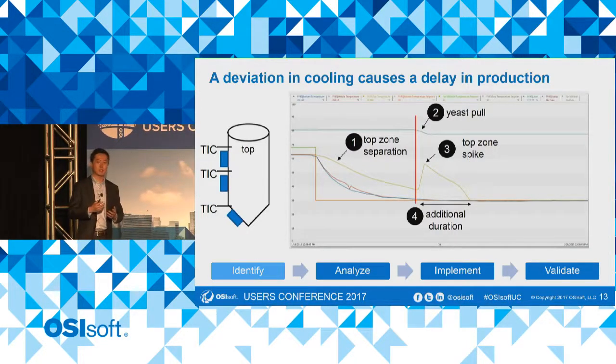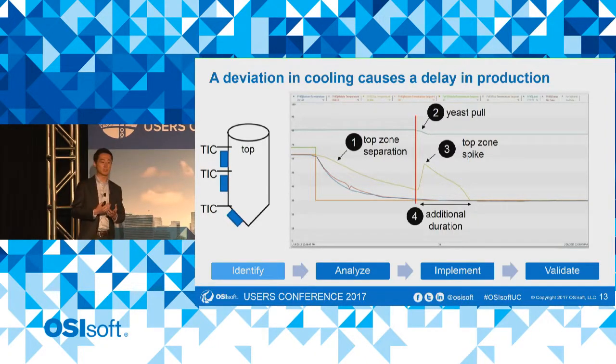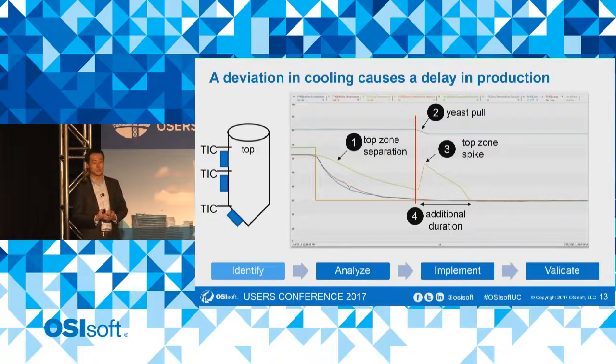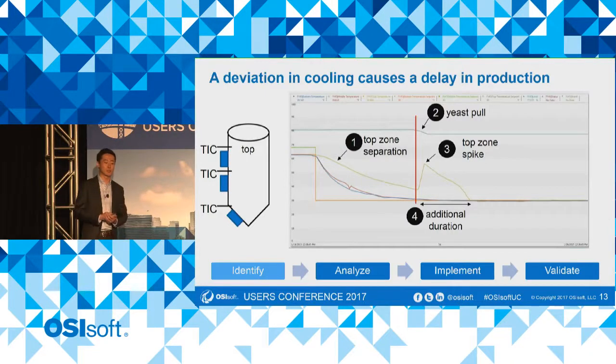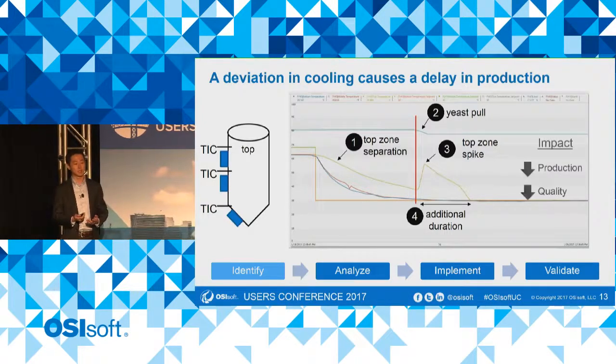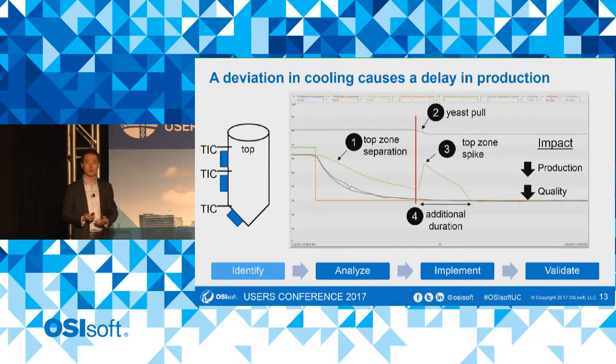And during this process, Deschutes actually disturbs the contents of the vessel when they remove some yeast. So when they remove this yeast, they see this huge spike in the top zone temperature. And this is a problem for Deschutes for two reasons. One, because of this spike, you can see that it takes longer for that batch to actually reach its set point. So number one, that's going to lower their production capacity, because it's going to take longer for that batch to sit in that vessel to complete this process.